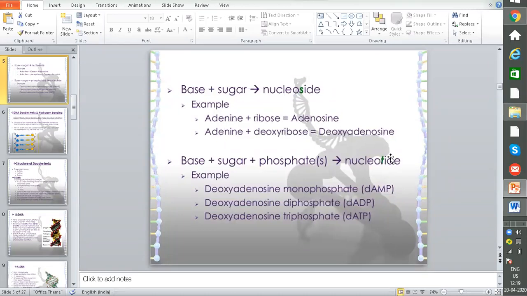And next is the nucleotide. A nucleotide contains three components, as we have already discussed: the base, sugar, and phosphate molecules. For example, deoxyadenosine monophosphate: deoxyadenosine is attached to a phosphate molecule, forming DAMP. DAMP means deoxyadenosine monophosphate, so only one phosphate ion is available. The second one is DADP, deoxyadenosine diphosphate, where two phosphate ions are present. And in DATP, three phosphate ions are present.